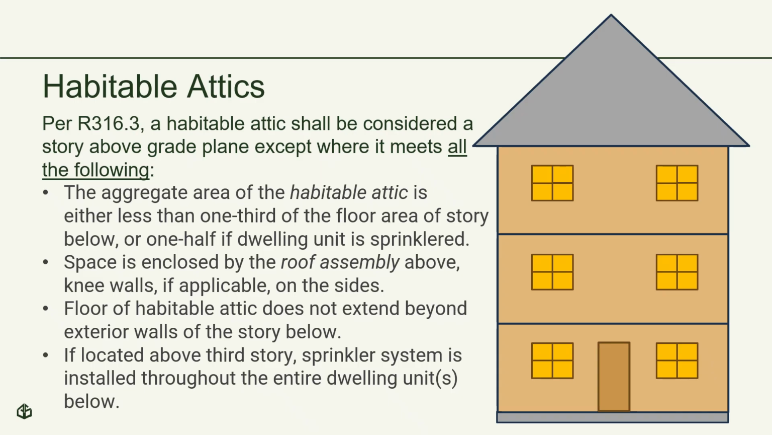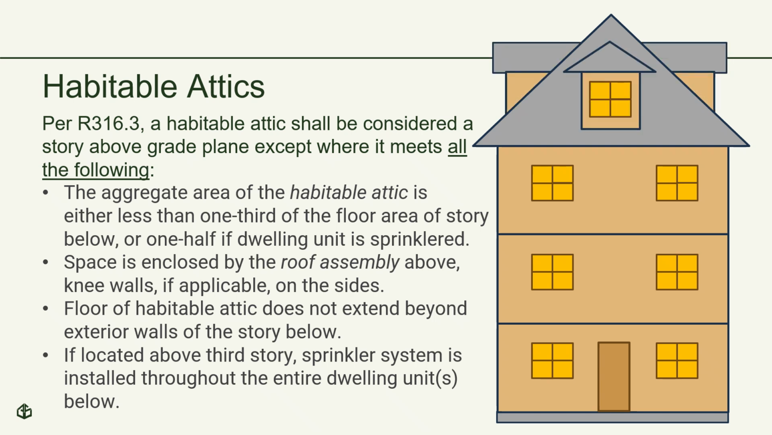Another important thing to understand when determining the number of stories above grade plane is that within the code, there's an allowance for habitable attics that are within the roof assembly and limited in size to not be considered a story. If it is not a story, then the wall bracing provisions do not apply to it, and the stories below will not have to account for more wall bracing based on the habitable attic being above it.